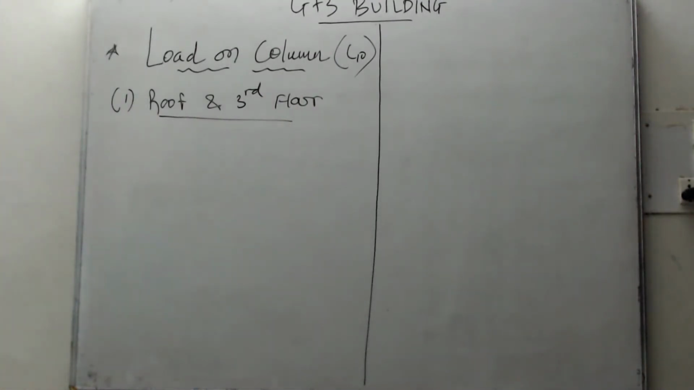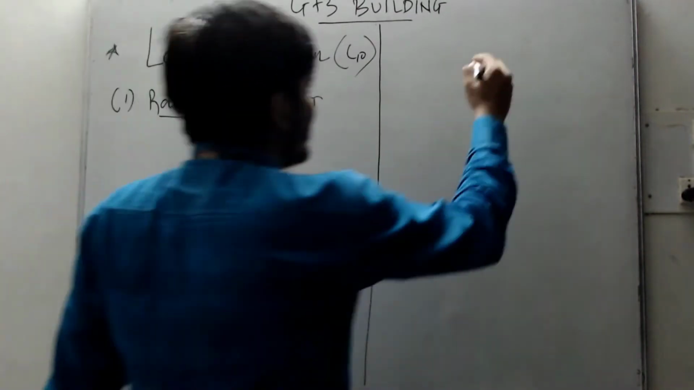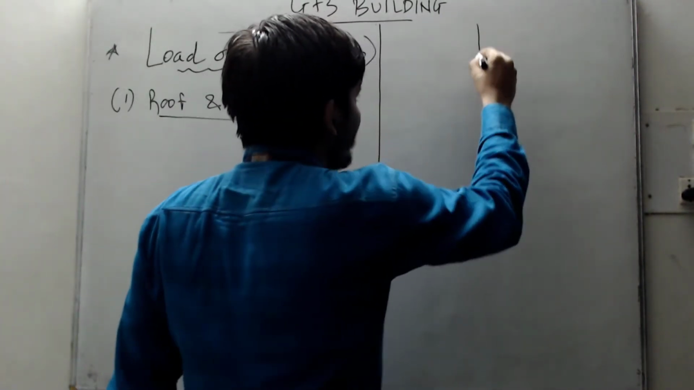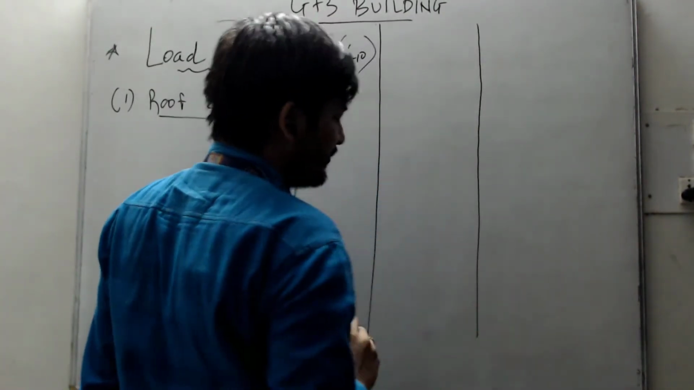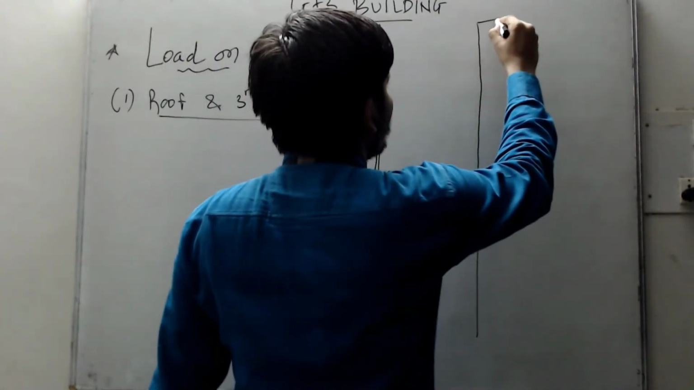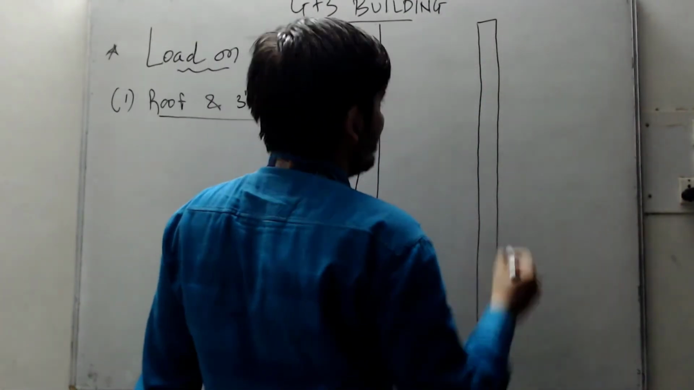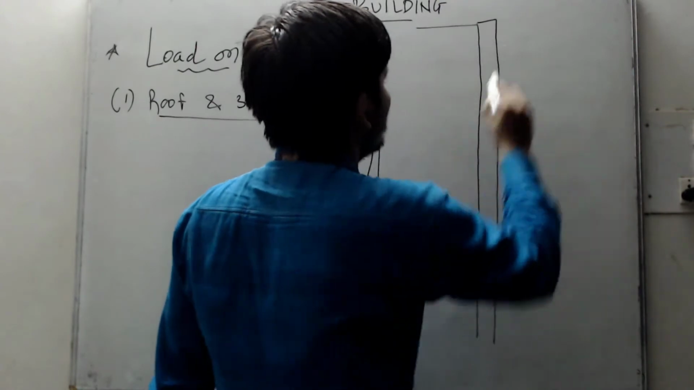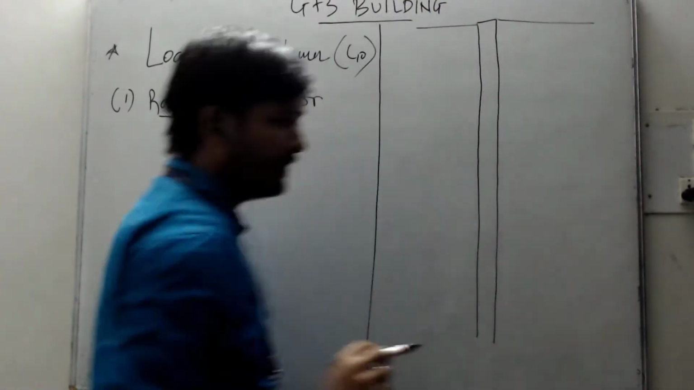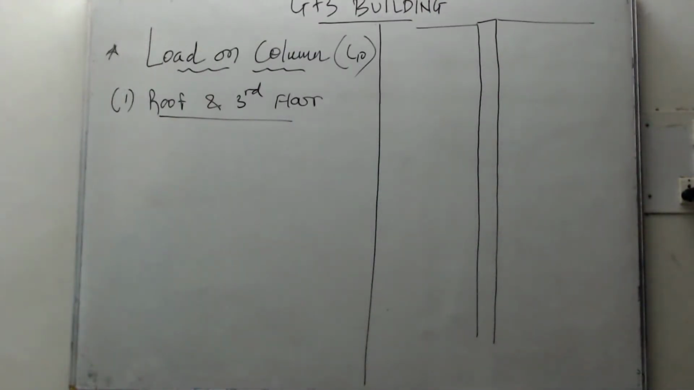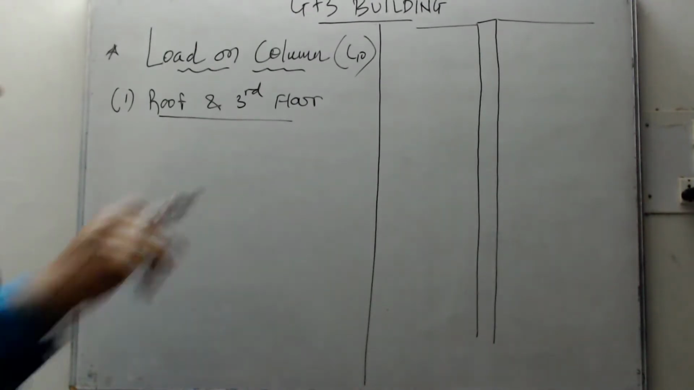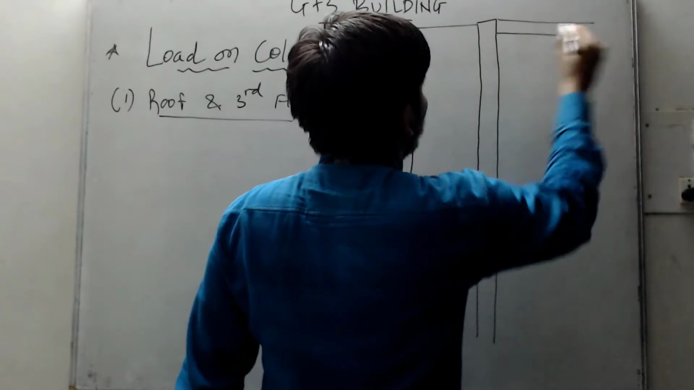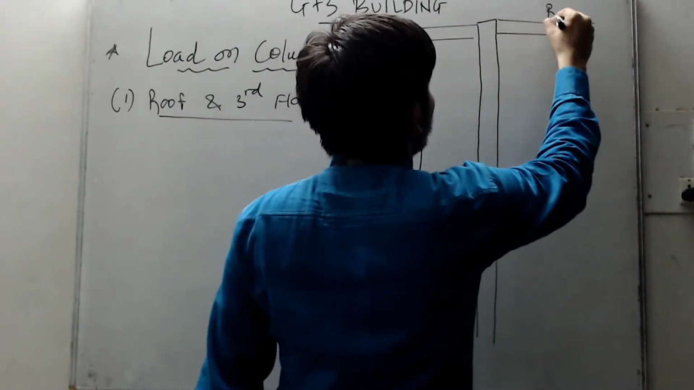Now let me draw a representative diagram of how these floors are being calculated. We have a G plus 3 story building, so let me draw a representative diagram so that you will be able to understand this in a better way. This is a column and there is a roof over there, right? And we have a slab 1, 2, 3, 4. This is a roof slab.